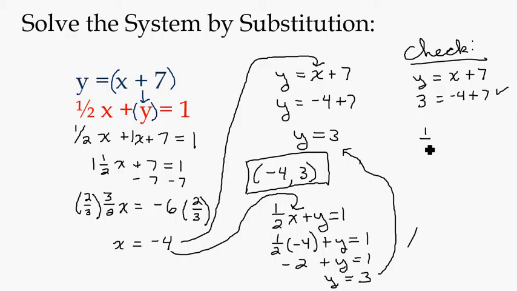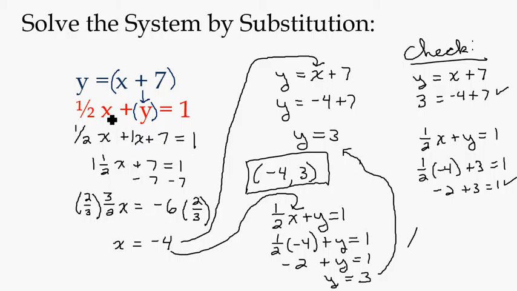Take the second equation and plug in what we got for x, which was negative 4, and what we got for y, which was 3, and see if it makes a true statement. And certainly that is a true statement. So there we go. That means that we have the solution to the system. All right, so let's look at one more example that's a little bit more difficult.